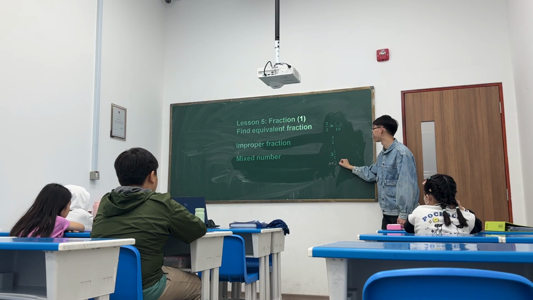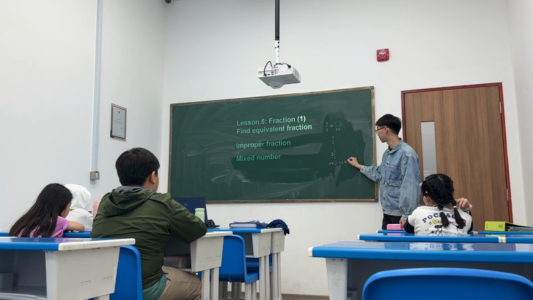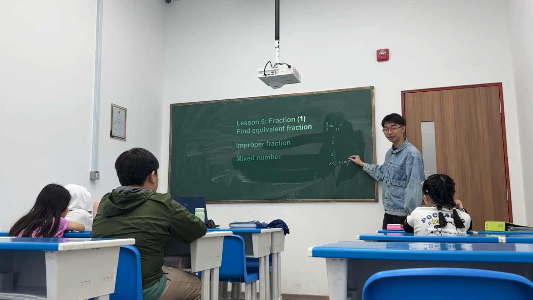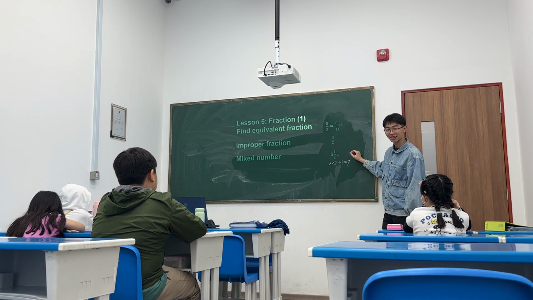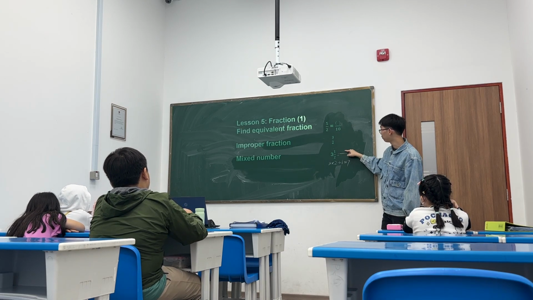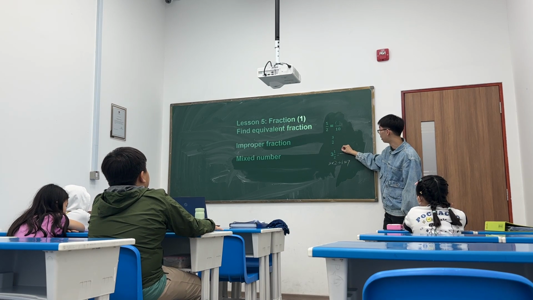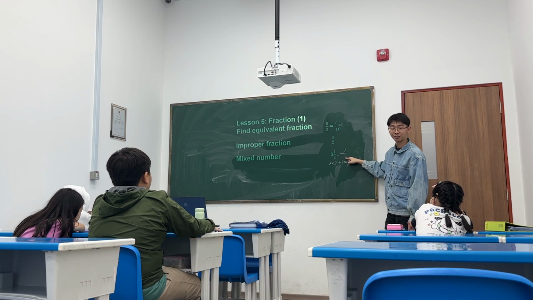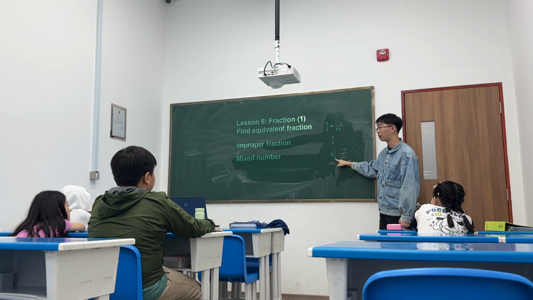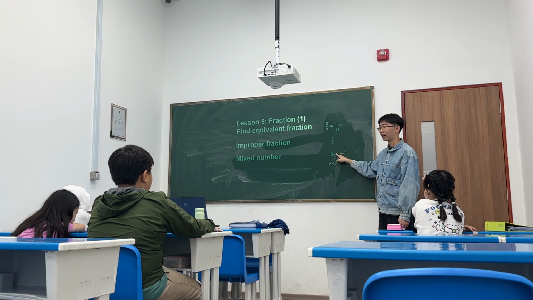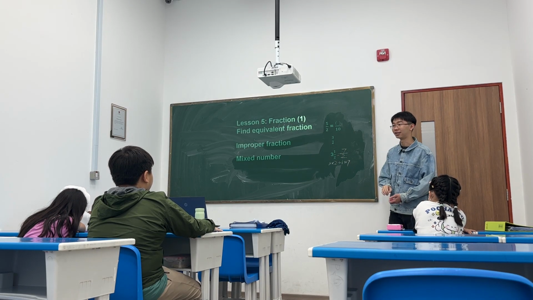3 times 2 plus 1, excellent. This will give us 7. Where should we put this 7? Should I put it above or below? Above. How about this number below? 2, excellent. So you use the whole number times your denominator plus the numerator, and then use it as a new numerator.